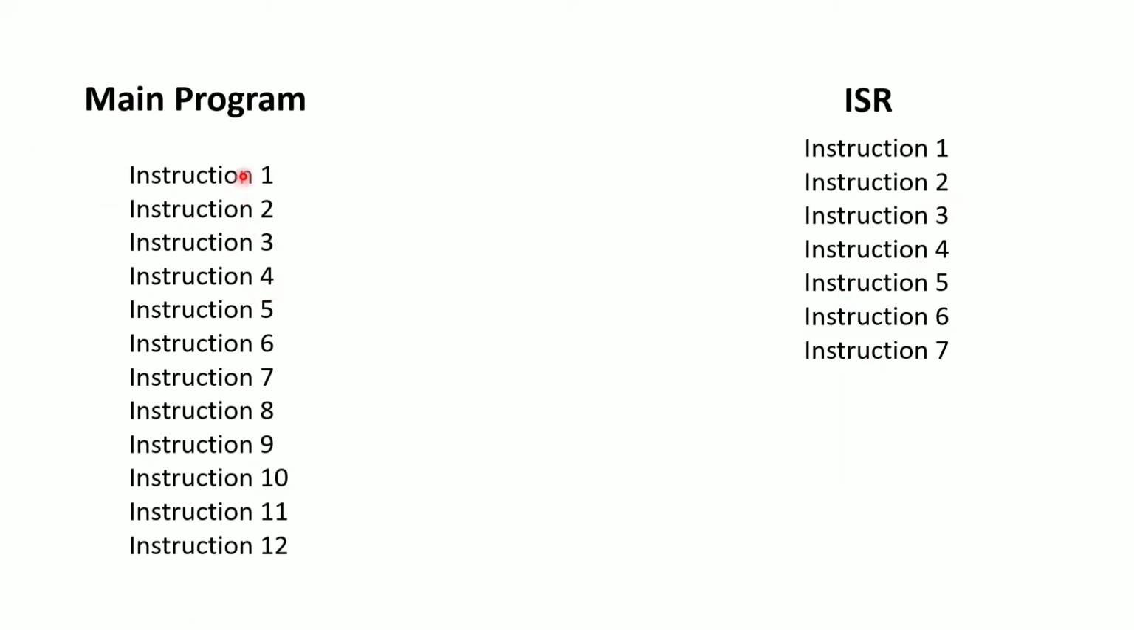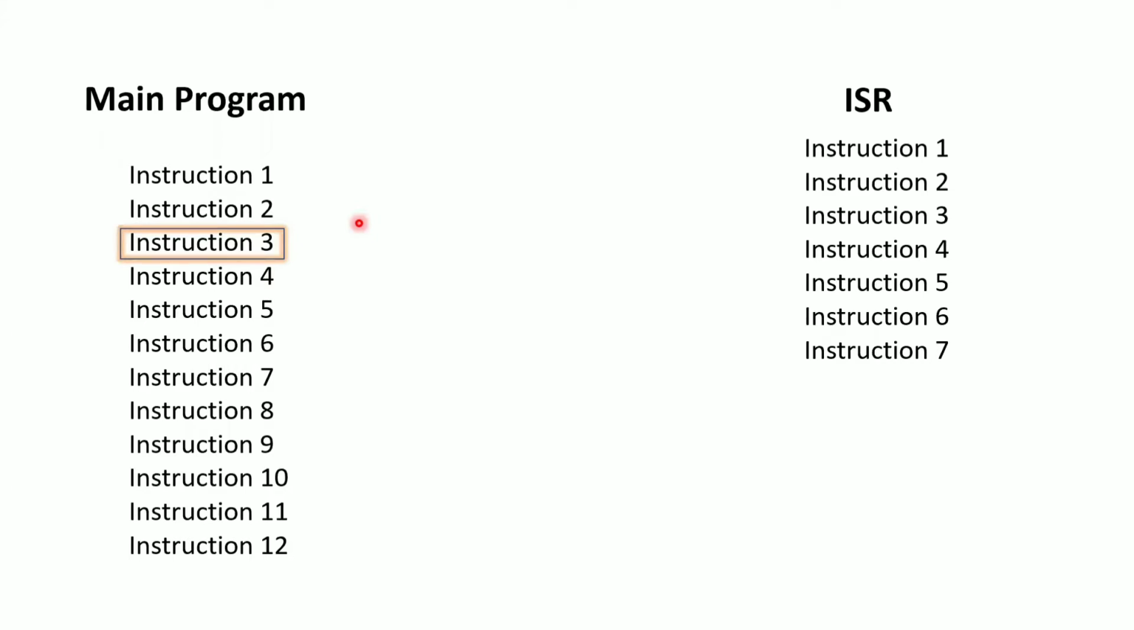Now assume that our main program consists of 12 instructions. The main program is executing, right? Now during the execution of instruction 3, an interrupt occurs. Whenever the interrupt occurs, what will happen? The processor will pause the main program, not suspend, pause. Temporarily it is pausing that main program.